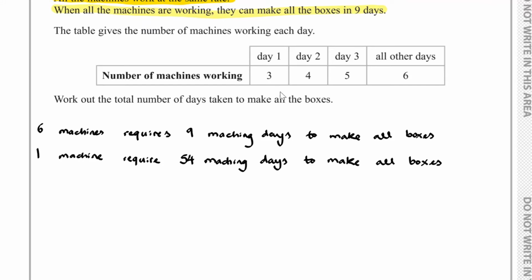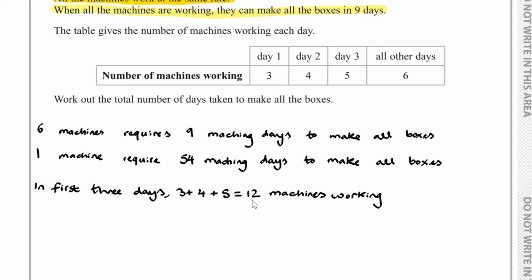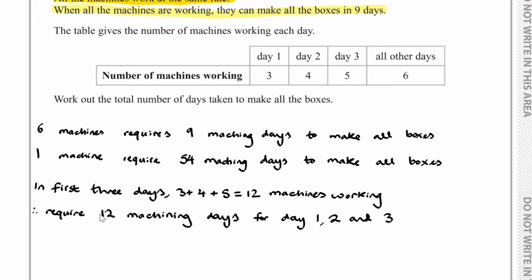Now, in the first 3 days, we see over here that we have 3 plus 4 plus 5 machines working. So in the first 3 days, there's 3 plus 4 plus 5, which is 12 machines working. In other words, we require 12 machining days for days 1, 2 and 3.